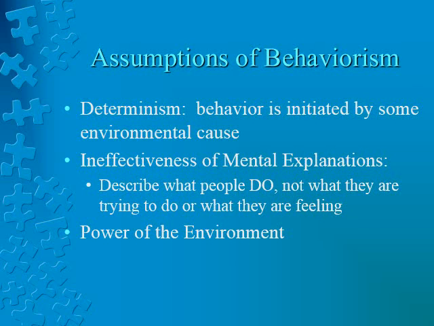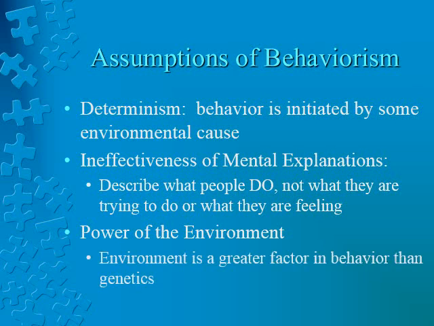Finally, this is the third assumption of the school of behaviorism. They assume that the environment is the ultimate determinant of behavior. Really, the power in changing behavior and influencing behavior belongs completely to the environment. It is ultimately the greater factor in behavior than genetics. When you compare the influence of the environment to the influence of genetics on how people act, for the behaviorists, the genetic explanation really doesn't hold a lot of weight. It's really the environment ultimately that influences who you are and what you will become.